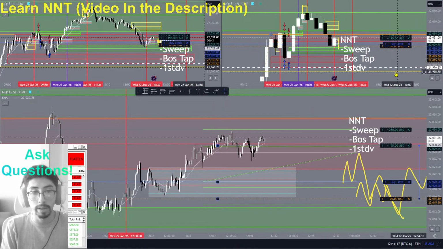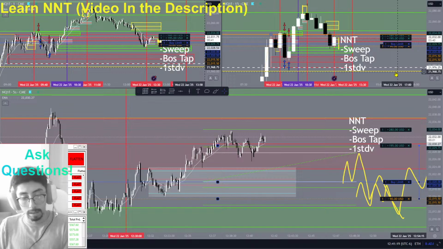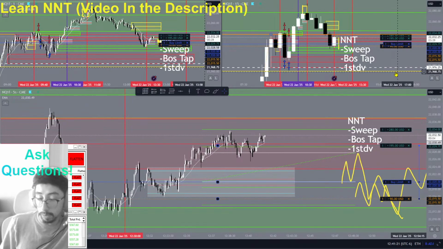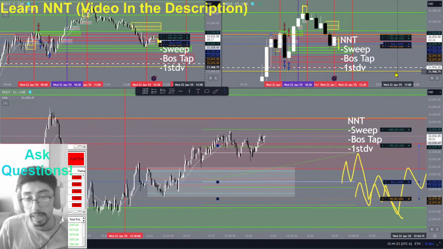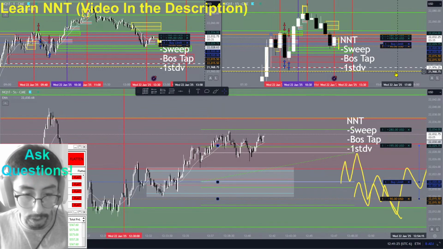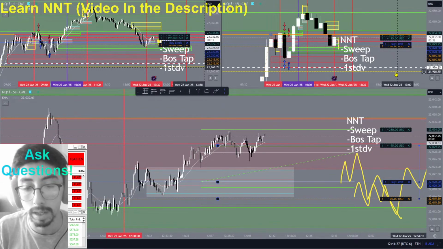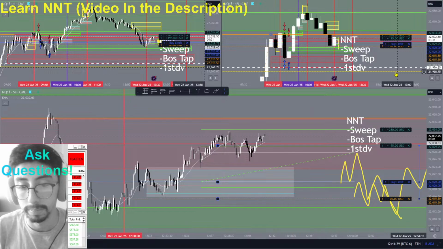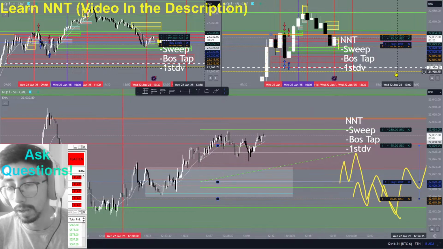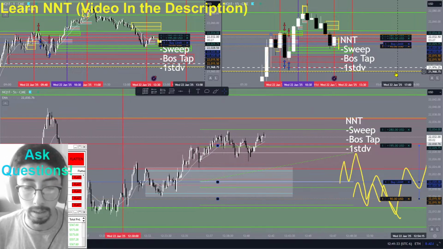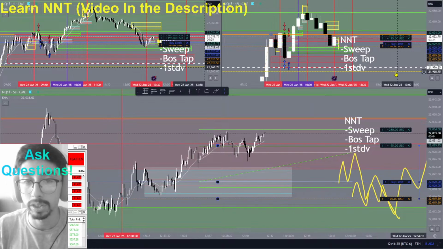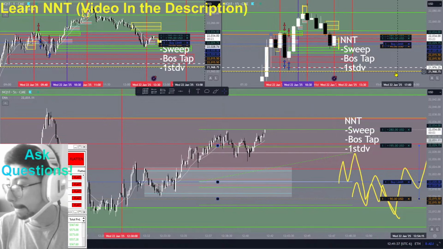I found a setup right now that I want to take. I like it a lot. The tap was really perfect. When I see these plays with 2 taps and 2 breaks of structure, I love it, I love it, I love it. So yeah, I'm trying to go for an NT plus with it. If we don't get a tap on the zone, I'm going to take my order off.